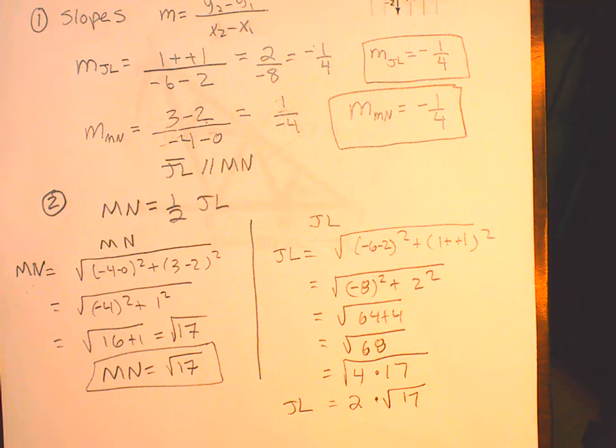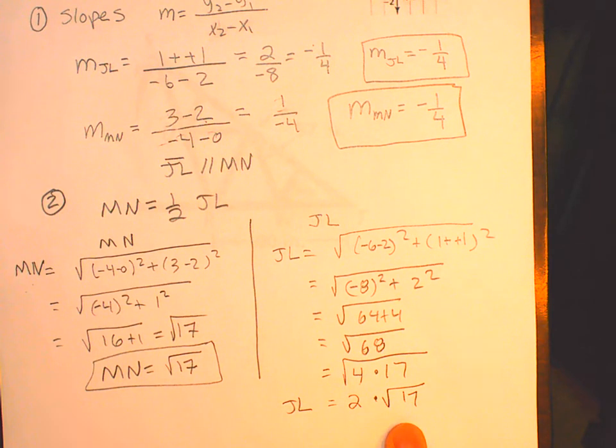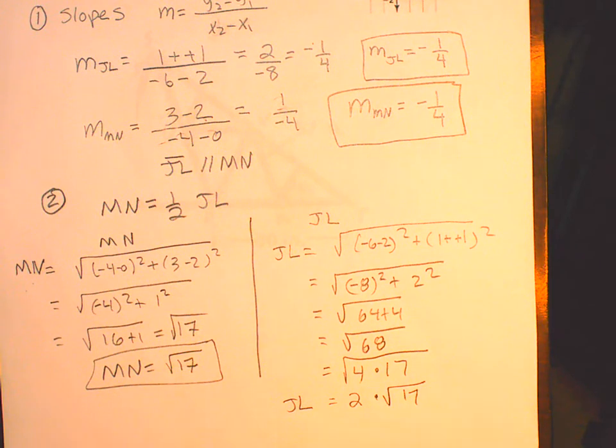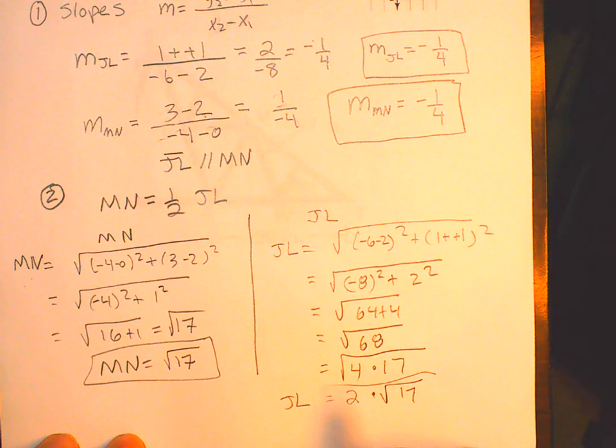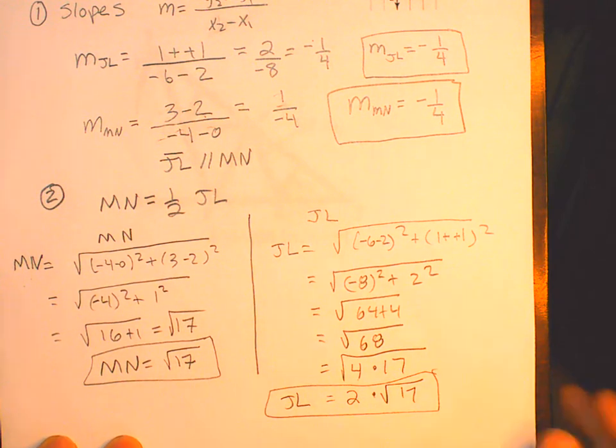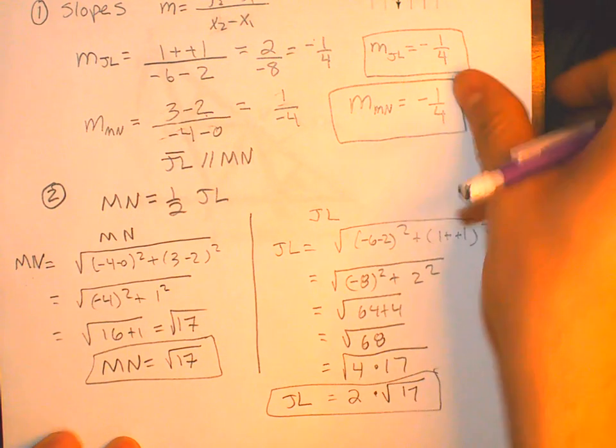As you can see here, if you were to manipulate this right here, you don't need to. This right here is half of JL. Hence now we have shown that it is half of that. That's example number 1. Let's take a look at the next example.